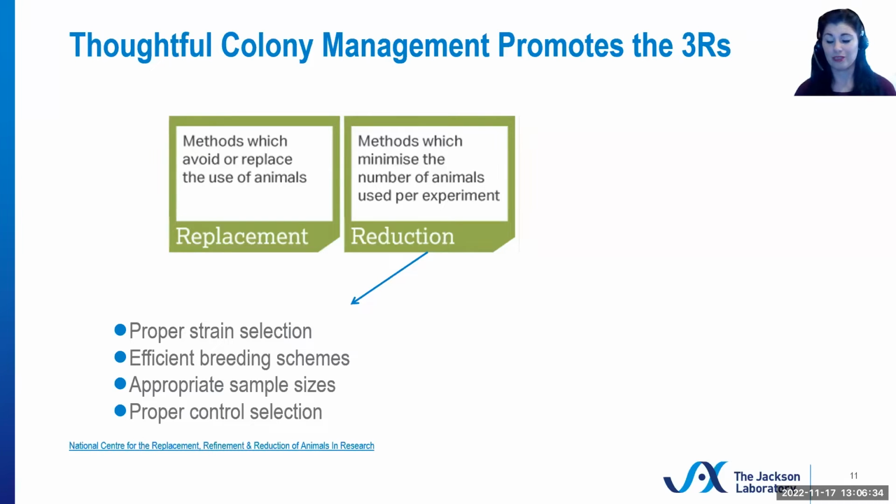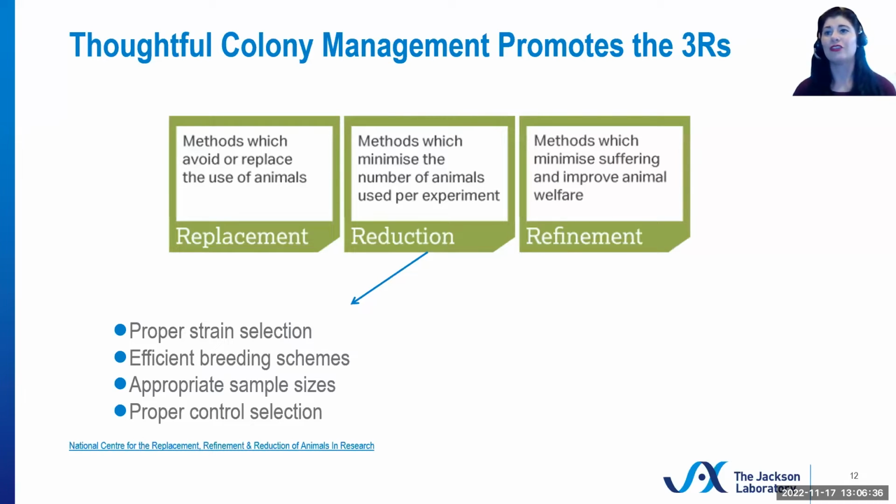The third R is refinement, which means implementing methods that minimize pain and suffering, distress, or lasting harm that may be experienced by the animals. Refinement applies to all aspects of animal use, including housing and husbandry, to the specific procedures performed on them.